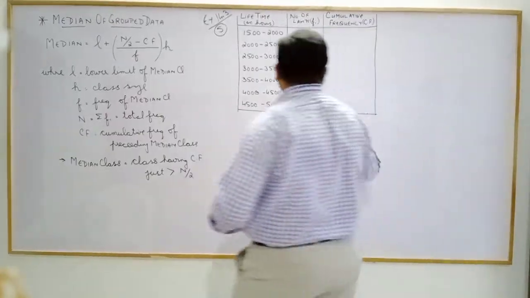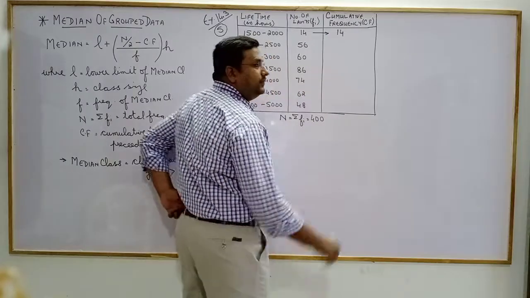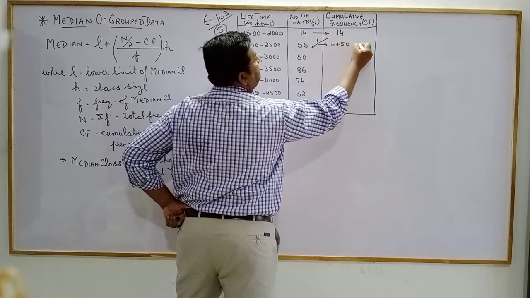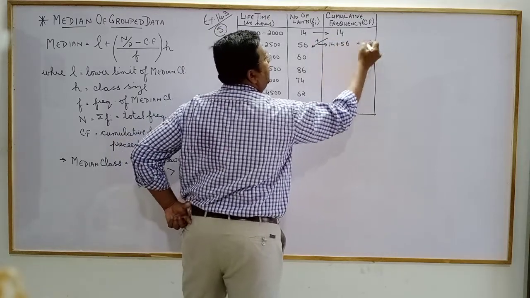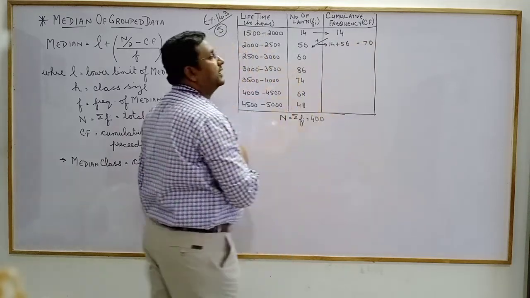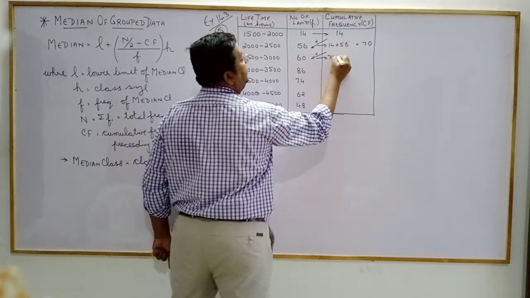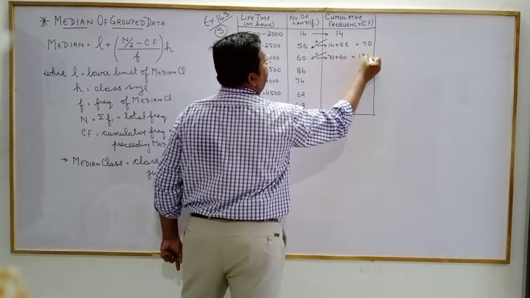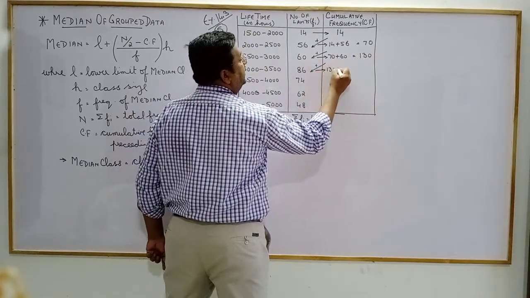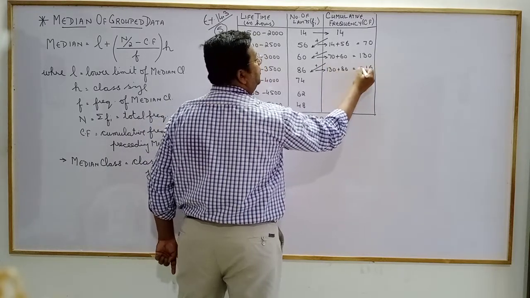So what are we going to do? We are going to just add the frequencies. 14 first as it is, then 14 plus 56: 6 and 4 is 10, carry 1, 4 and 5 and 1 is 6, and 7. Agreed? 70 plus 60 is 130. Correct? 130 plus 86: 6, 8 and 3 is 11, carry 1, 216.